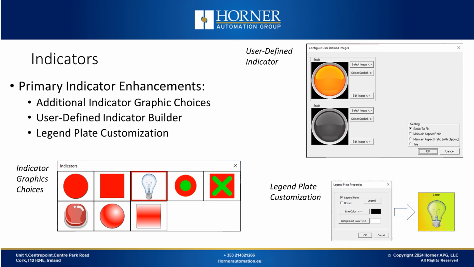Another object that has been enhanced for Canvas is the indicator object, which is used to show the on-off status for Boolean type variables. You now have additional choices in terms of what the graphics look like for the indicator, as well as the ability to support your own user-defined indicator. So you can import any images you want to represent the indicator when it is on and to represent it when it is off. You also have a lot of control over how these images are scaled and customized. So with Canvas, you can basically create your own custom indicator. You now also have more options to customize your legend plate.